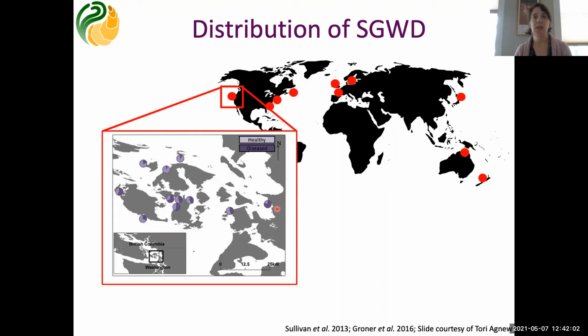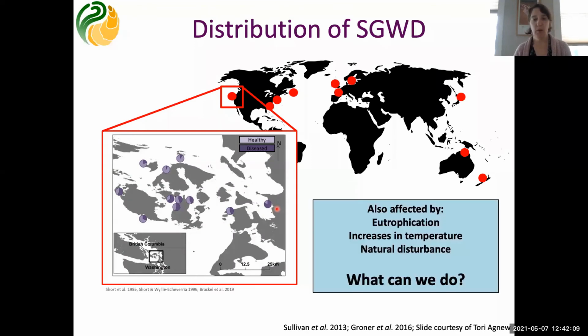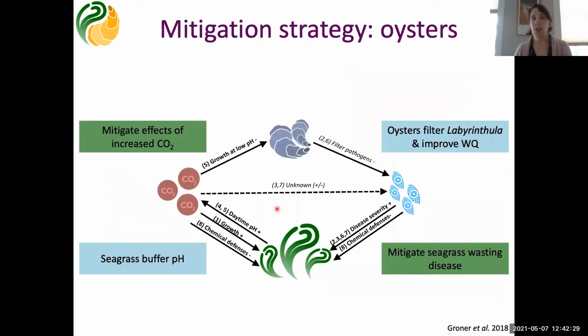So this is just to give you an example of the wide range of prevalence seen in some of our surveys. Of course, seagrasses are affected by lots of other issues globally, with estimates of losses of up to 8% per year. They're also affected by eutrophication, increases in temperature, and natural disturbances, and it begs the question of what can we do? So one mitigation strategy are my favorite animals, the oysters, and I'm borrowing this from a previous publication, and I'll discuss the results of this.